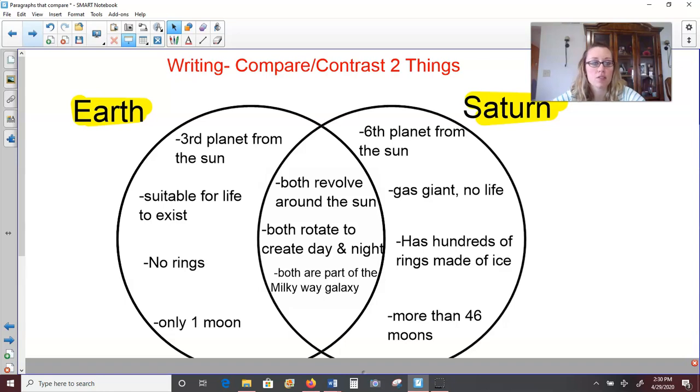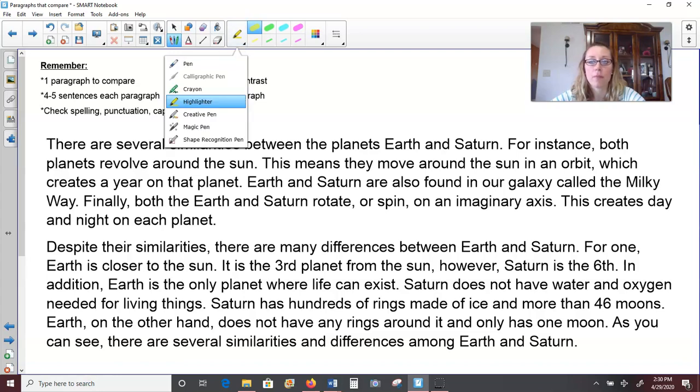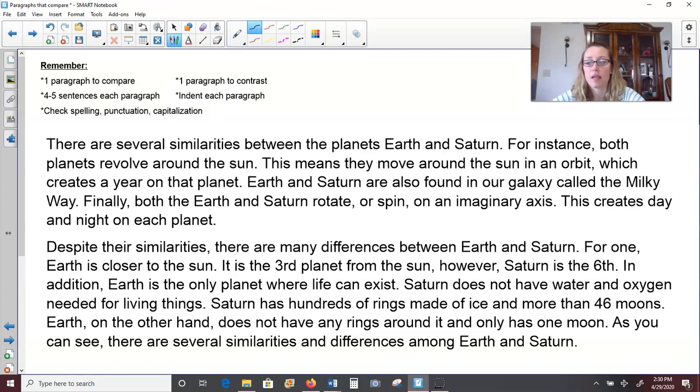You could simply jot some things down on a piece of scratch paper. It doesn't have to be in a Venn diagram format. You could just make a list of things that are the same and a list of things that are different. But I felt a Venn diagram was suitable for my example here. So in the top corner here, I just give a little reminder as to what we need to remember whenever we are working on this assignment here.